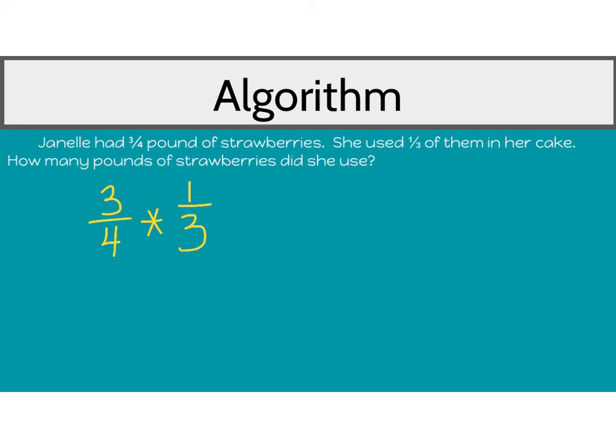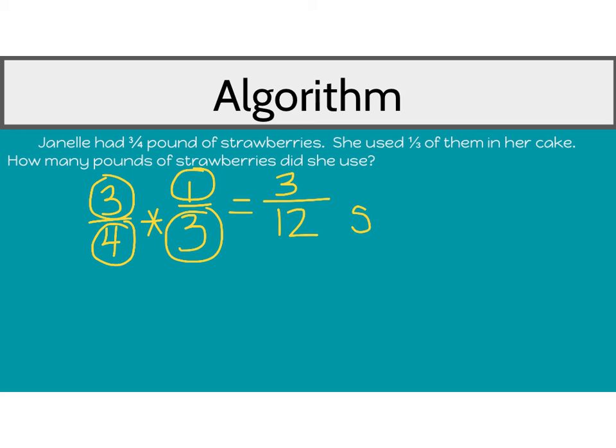And again, we are going to multiply the numerators, the 3 and the 1. And we're going to get 3 for the numerator. And then we're going to multiply our denominators. And then we would label. Actually, we need pounds, not strawberries. So let me fix that. And there you have it.